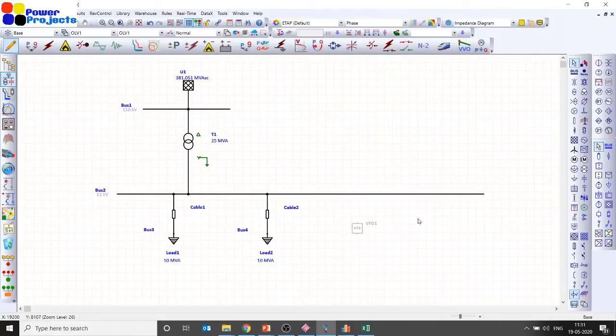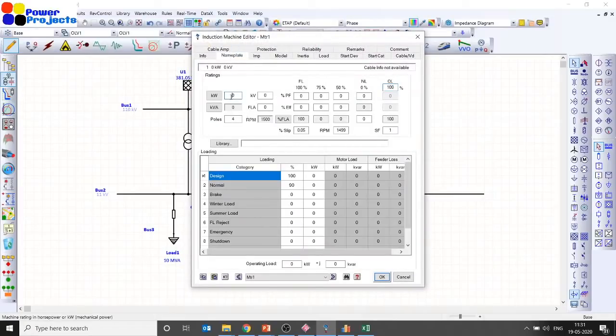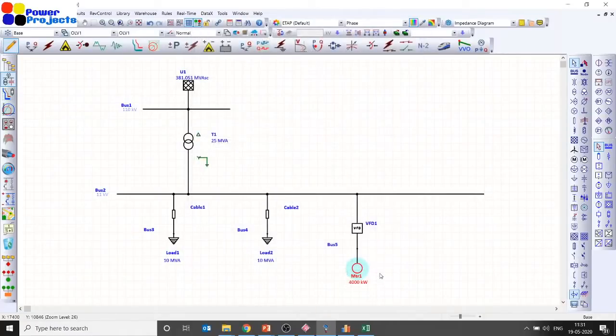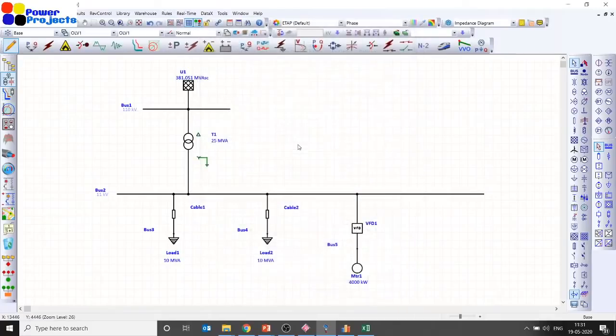So let me draw a direct drive. That means it's directly connected at 11 kV with a motor. For simplicity, I am not drawing the cables which need to be connected between these. So let me take a 4000 kilowatt motor at 11 kV. The bus voltage is 11 kV.